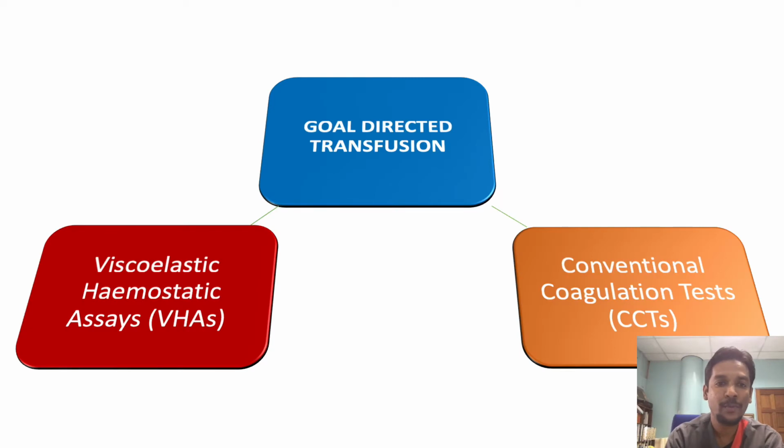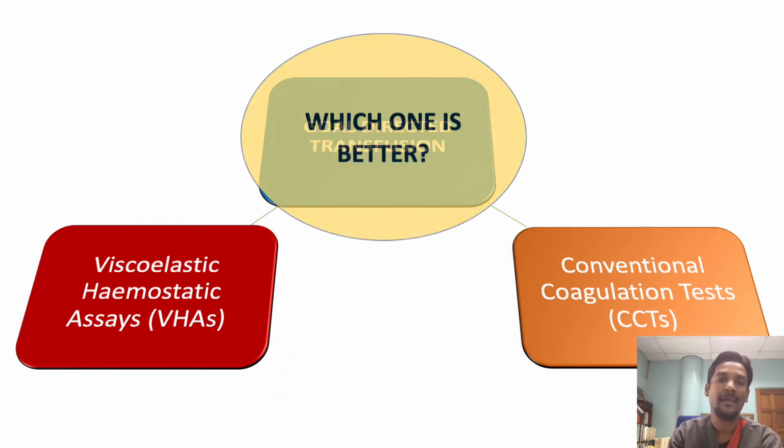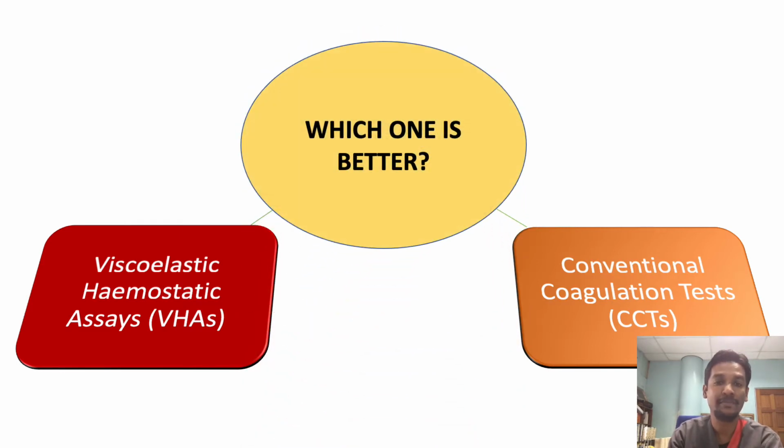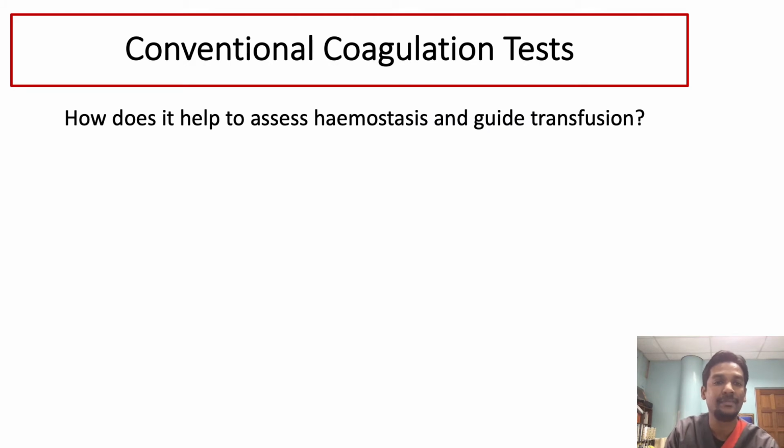So how do we put goal-directed transfusion into practice? There are two ways to do this. The first way is by utilizing viscoelastic hemostatic assays, and the second way is by utilizing conventional coagulation tests. Among these two, which one is better? I will try to answer this question as we go through my presentation. I'll start by explaining about conventional coagulation tests.